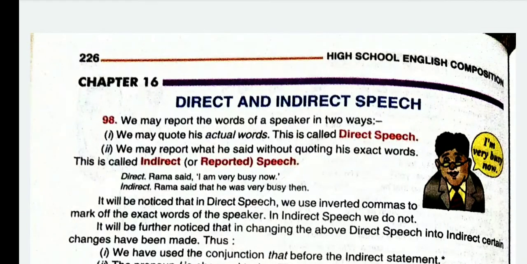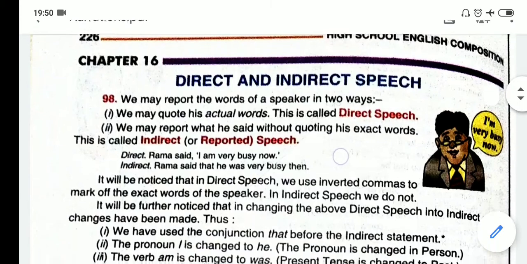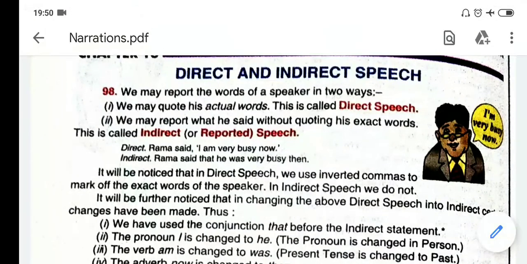We may report what he said without quoting his exact words. This is called indirect speech. And indirect speech is also called reported speech. And when we quote his actual words, that is called direct speech.